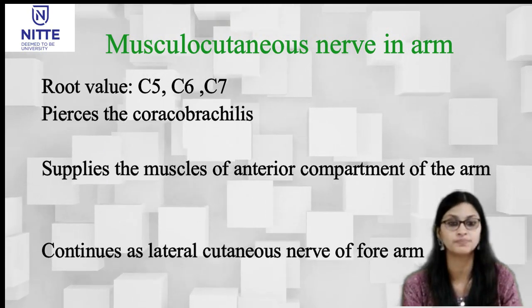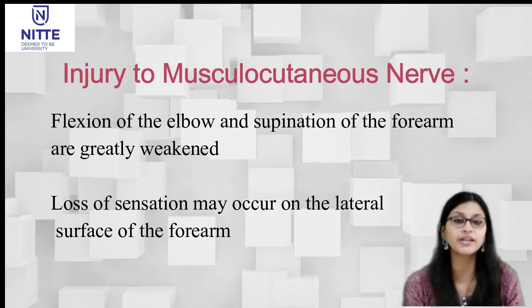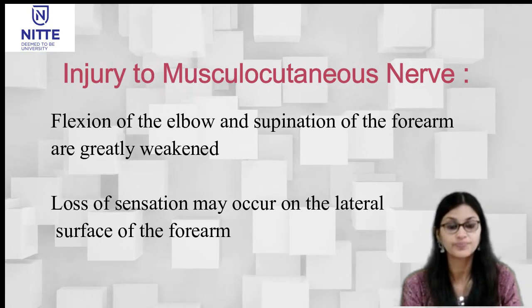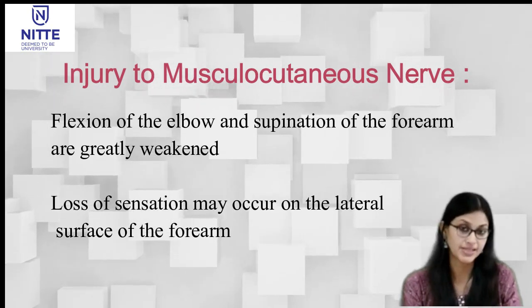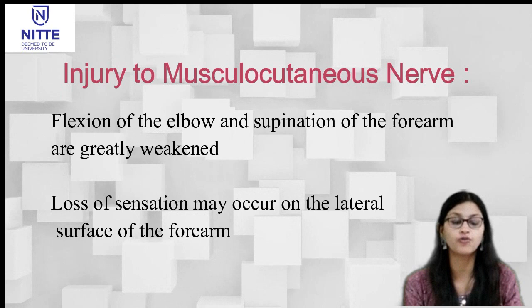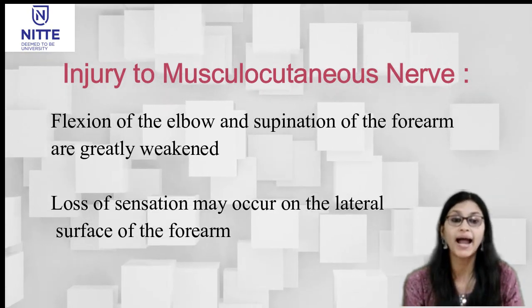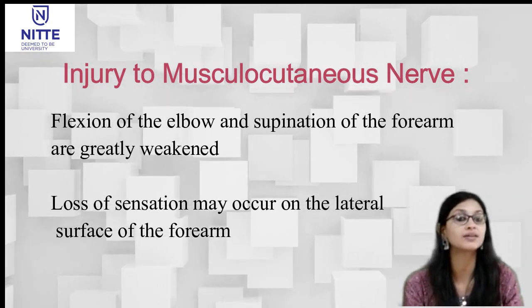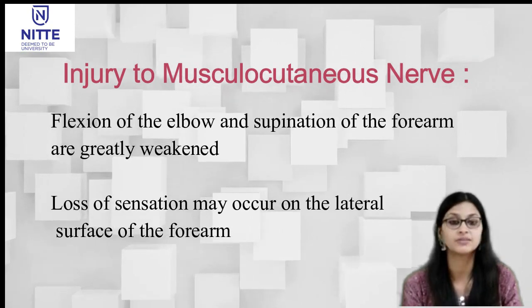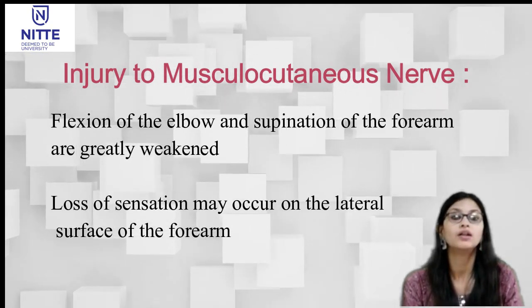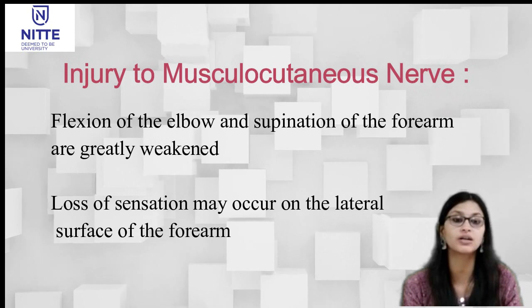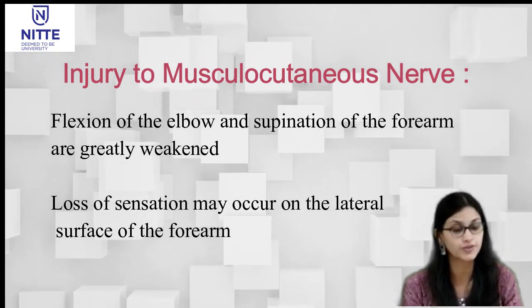With injury to the musculocutaneous nerve, the actions affected will be that flexion of the elbow and supination of the forearm are greatly weakened. Loss of sensation may also occur on the lateral surface of the forearm.